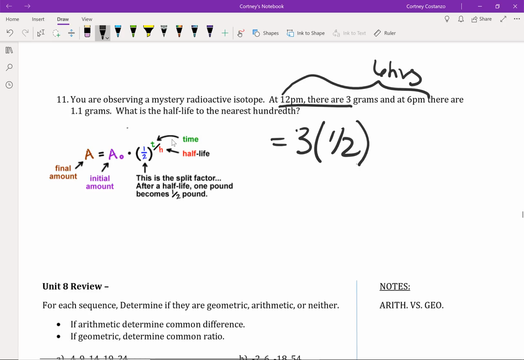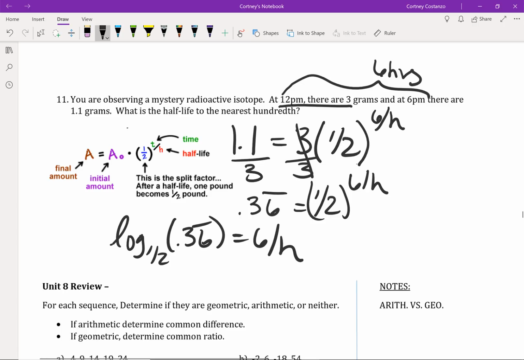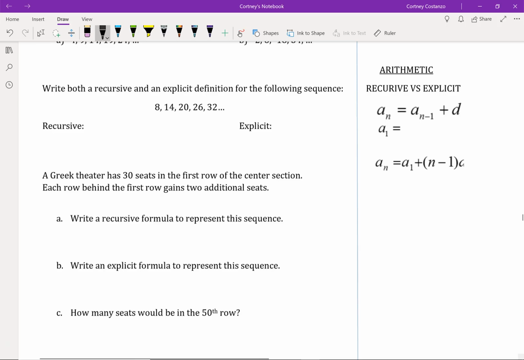okay, so 12 p.m. to 6 p.m. is 6 hours later, that's T. There's 1.1 grams of the substance left, so that's our final amount. So, as I've been saying this whole time, isolate to the best of your ability. Solve for H. What we're going to do here is map this, so we're going to have log, base, answer, power. Type that in your calculator, cross multiply to solve for H, and round to the nearest hundredth it asks, so it's going to be about 4.15 hours. All right, see you soon.